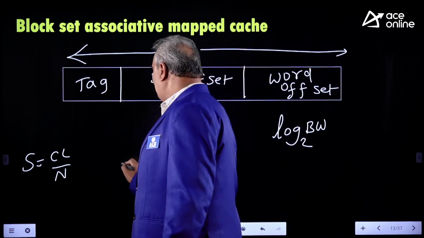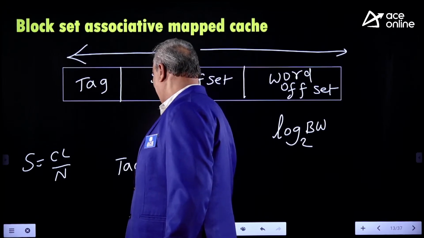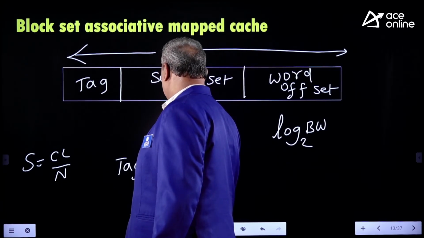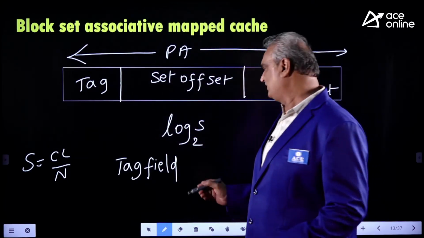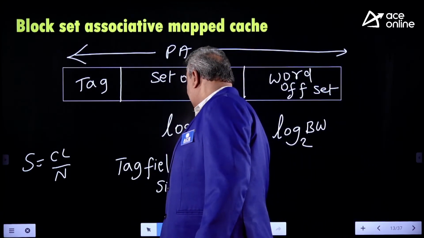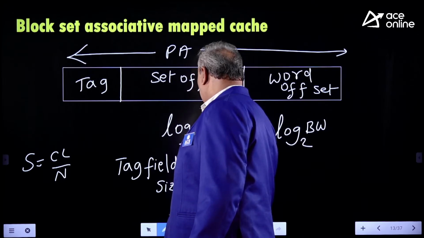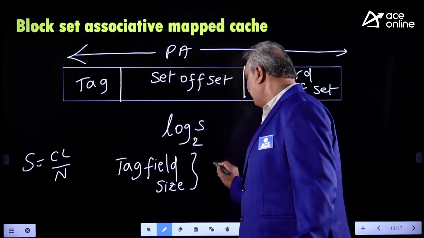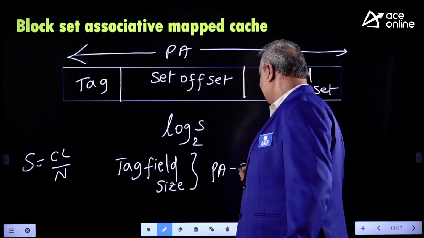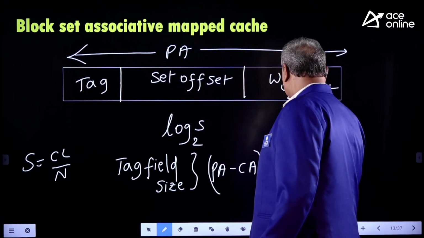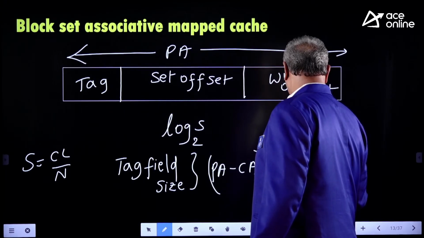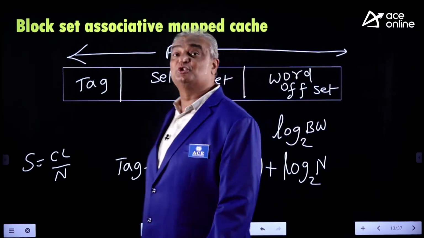What about the tag field size? It is a very, very important concept because we have had questions on this so many times. Tag field size is nothing but, already we computed the tag field size for direct mapped cache, PA minus CA, plus log N. What is N? Associativity.